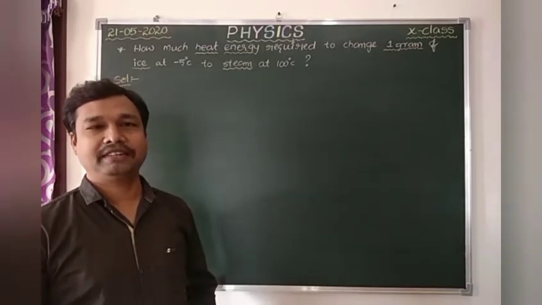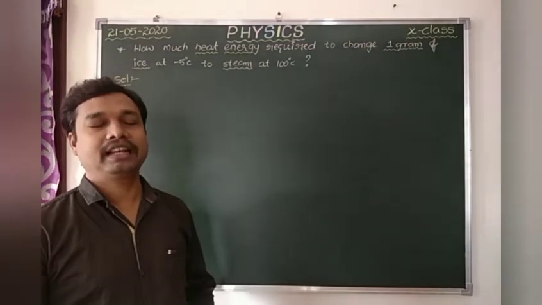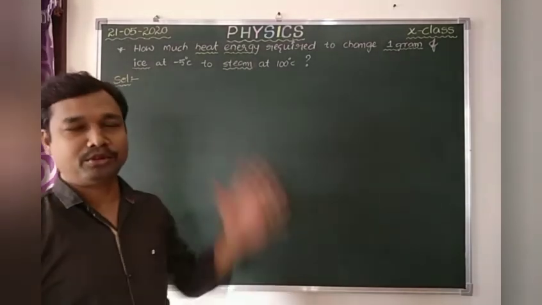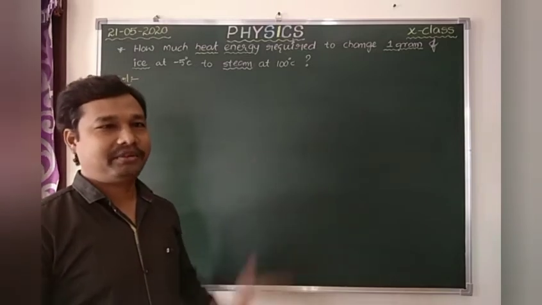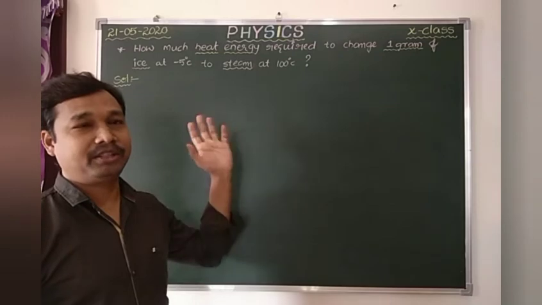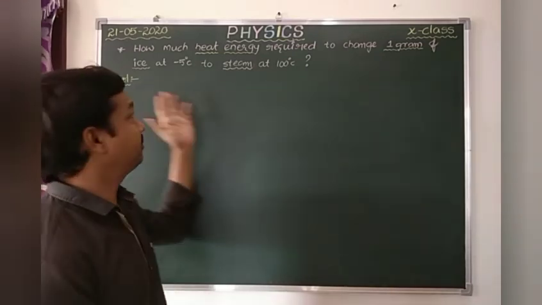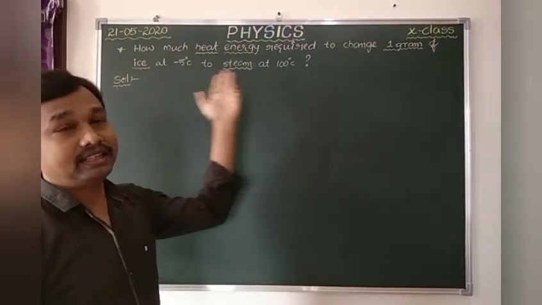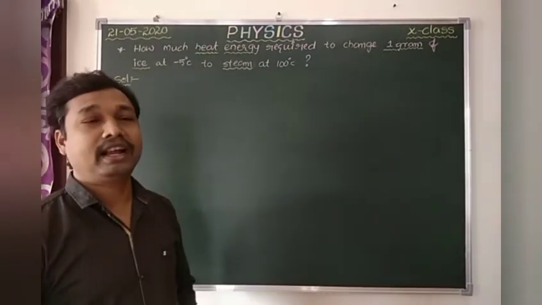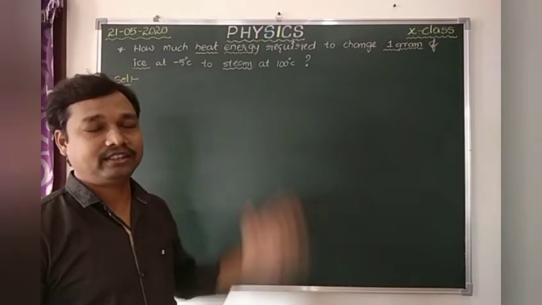In the previous video, we completed how to find the specific heat of lead shots. Right now we are going to discuss one more new topic. Let us start our video with how to find how much heat energy is required for the change of 1 gram of ice at minus 5 degrees Celsius to steam at 100 degrees Celsius. This is one more topic we are going to discuss.